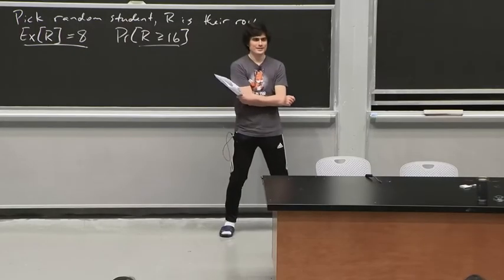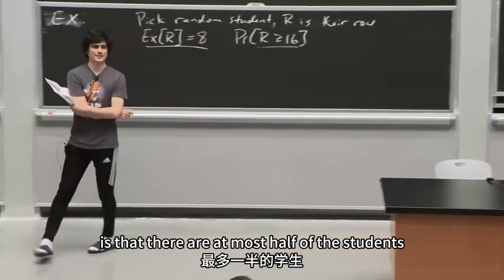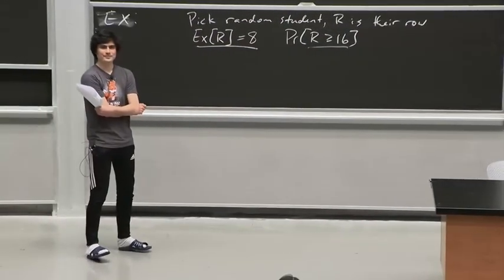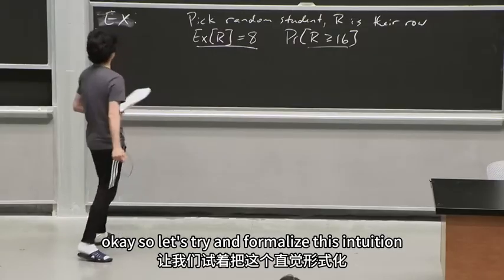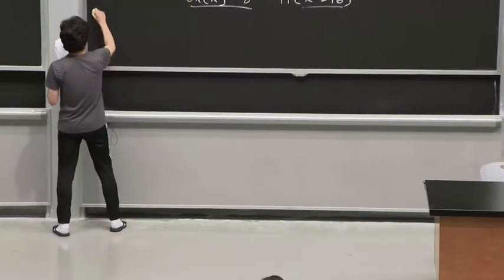Okay? So the converse of that is that there are at most half of the students in the back 5 rows. Okay? So let's try and formalize this intuition. So this is what's known as Markov's inequality.